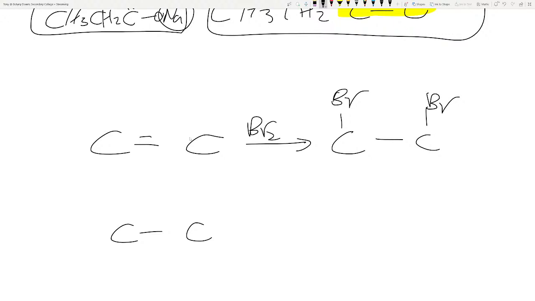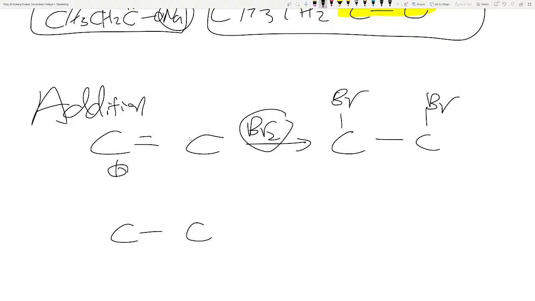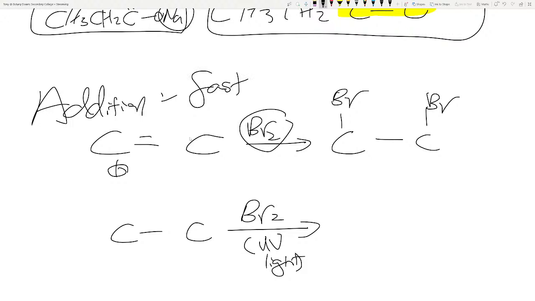Okay, so what's going to happen with this? This is addition reaction. Why is it addition reaction? Because the Br2 is added across the two carbons. You break the double bond, and then you don't need any UV light like we're doing right now. And this is a fast reaction. It goes from orange to colorless very, very quickly, normally straight away.